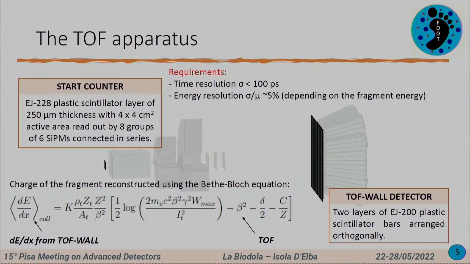And then there is the top wall detector, on which I'm focusing in this presentation, that is composed of plastic scintillator bars, 2 layers of plastic scintillator bars arranged orthogonally. This second detector measures not only the second timestamp for the time of flight, but also the energy released in the bar, and so the dE over dx information, and then using these 2 detectors, we can reconstruct the charge of each fragment.